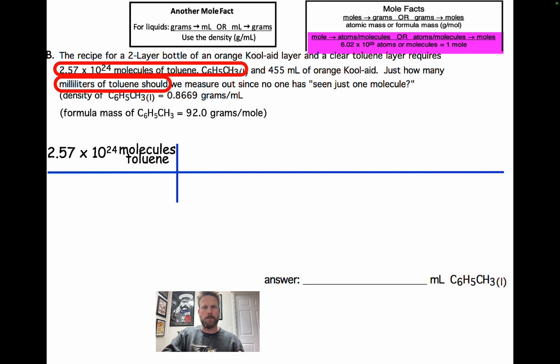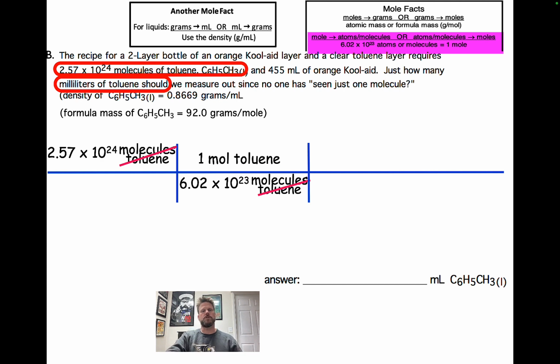Molecules need to cancel, so 6.02 times 10 to the 23rd molecules will go on the bottom, which means 1 mole of toluene goes in the top of the train track. Doing this causes the molecules of toluene to cancel. If we stopped right here, we would only calculate the moles of toluene. We need milliliters. So now we have to keep going.